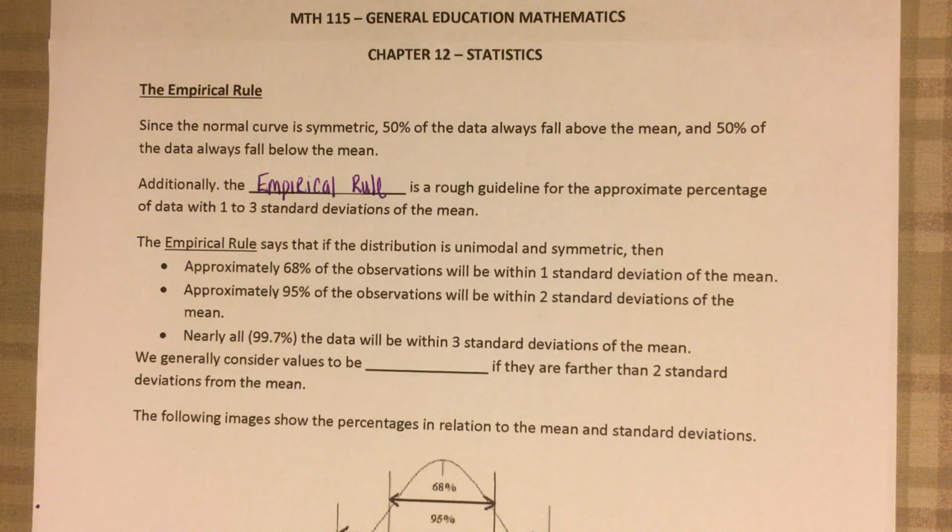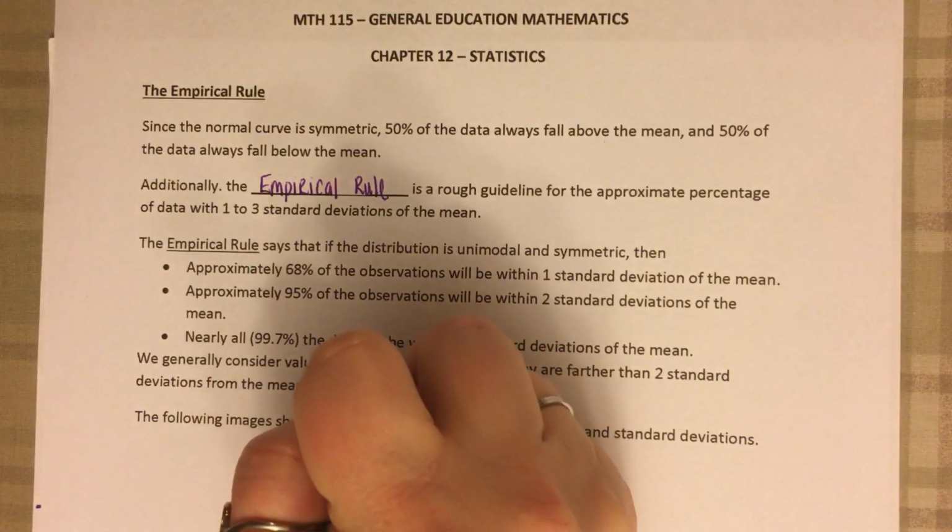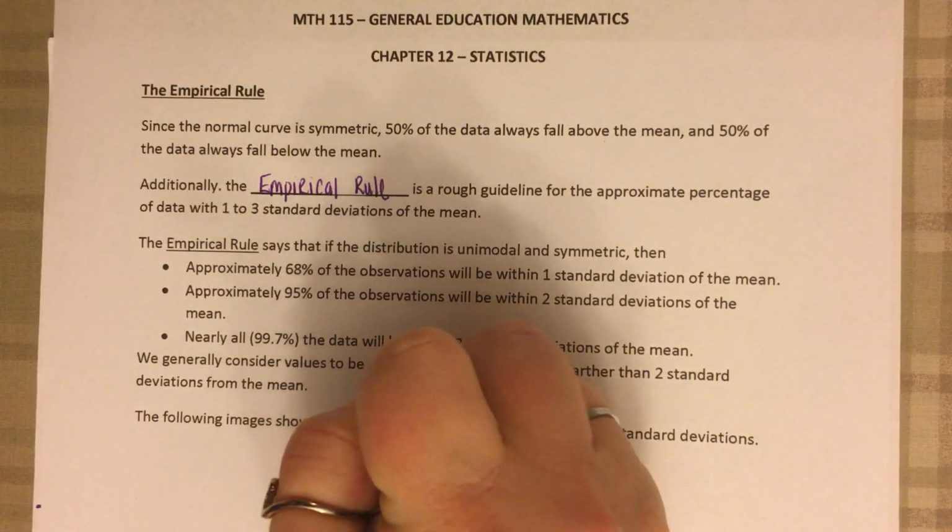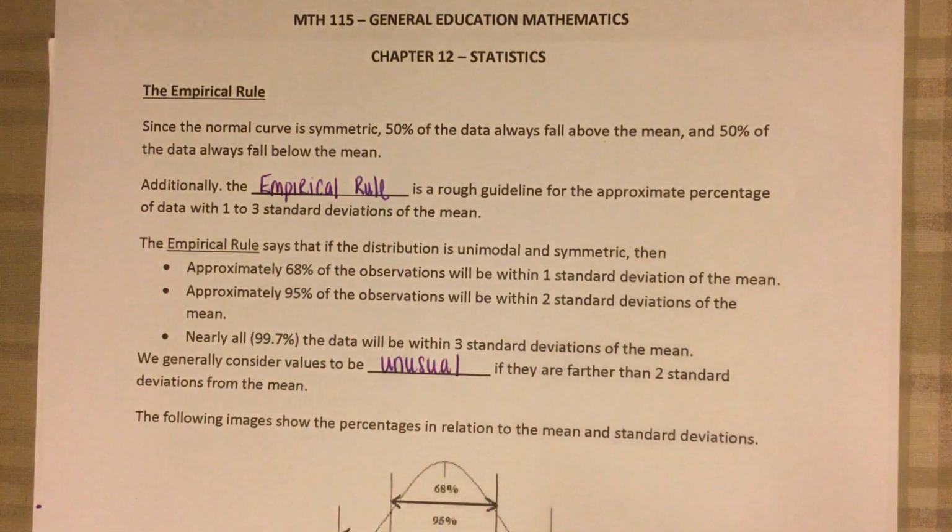We might see the word unusual in some of these problems that are coming up. We generally consider values to be unusual if they are further than 2 standard deviations from the mean.